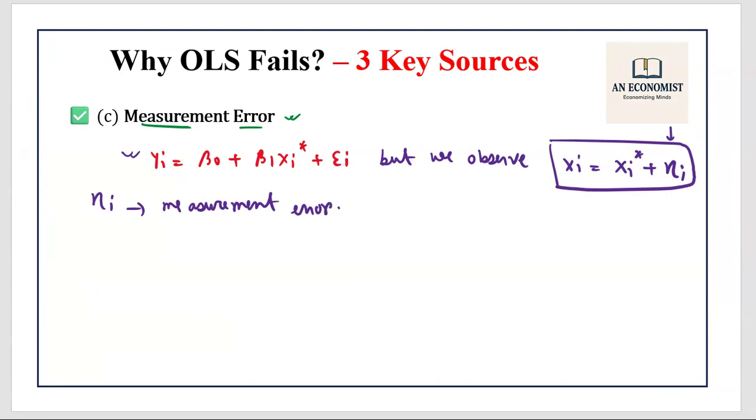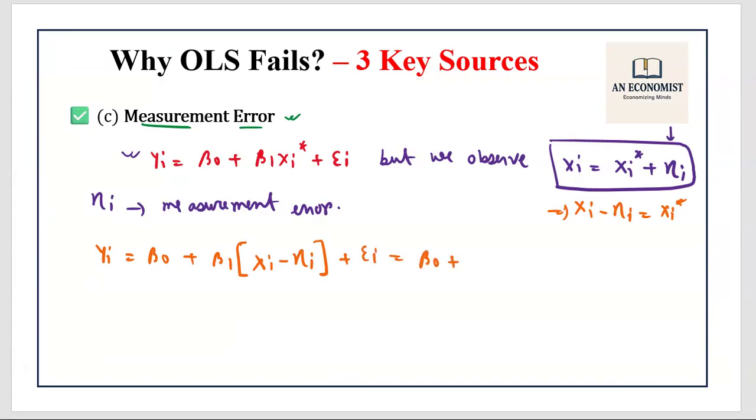Now, if this is the scenario, what can we do? Simply replace this into the original equation. So beta naught plus beta 1, instead of xi star, what you can write? Xi minus mu I. From this you can substitute. So do that: xi minus mu I plus this error term as it is. If you rearrange, beta 1 xi comes out, and this will be epsilon I minus beta 1 mu I. So this is the thing.